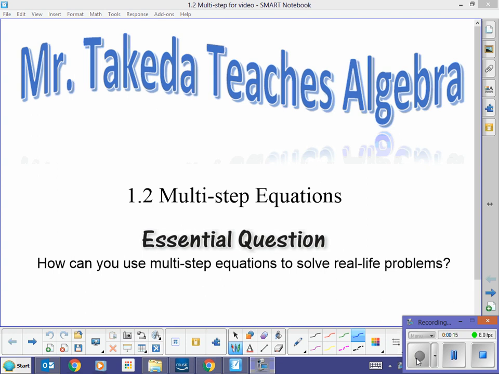This is lesson 1.2. Let's call it multi-step equations. Our previous lesson dealt with single-step equations. These equations require more than one step. You just can't use the single application of the addition property of equality or subtraction property of equality to isolate the variable. We need to go through multiple steps to isolate that variable. Okay, so let's look at our first example.